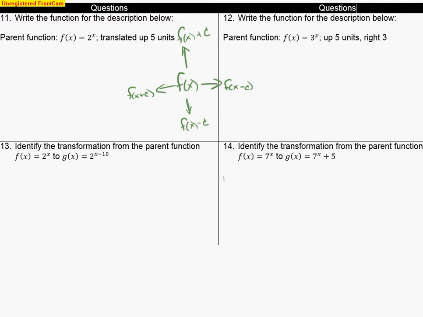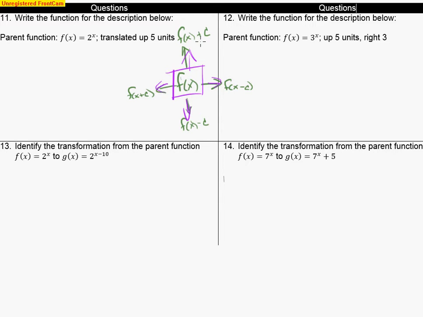Here I want to help you with the transition questions on the review number 11, number 12, number 13, and number 14. Of course, we want our little compass rose here to tell us how to move f of x either up, down, left, or right.